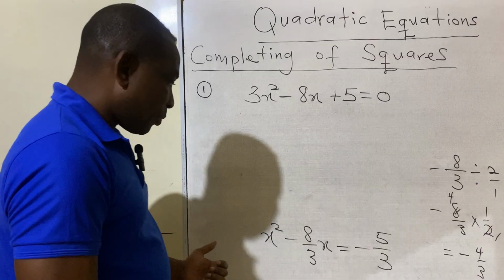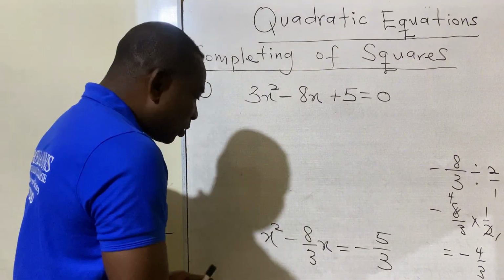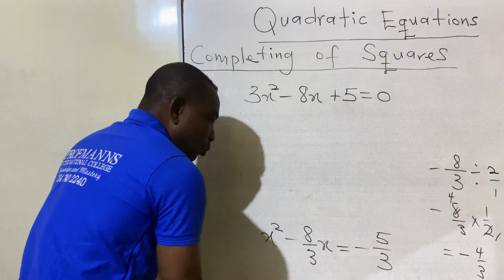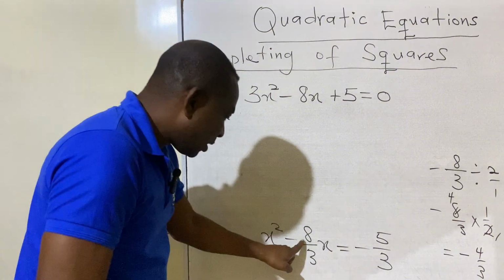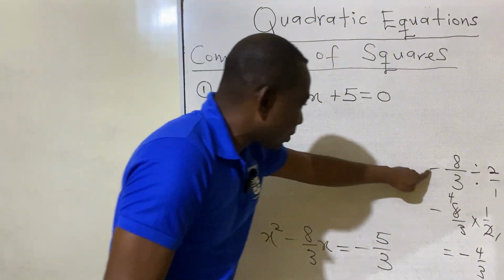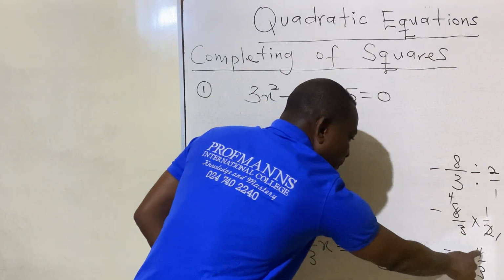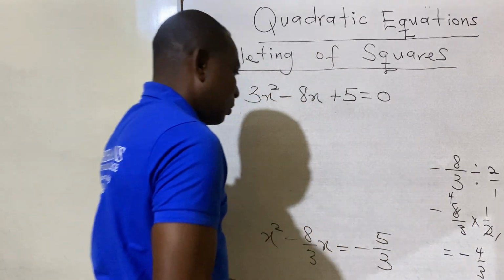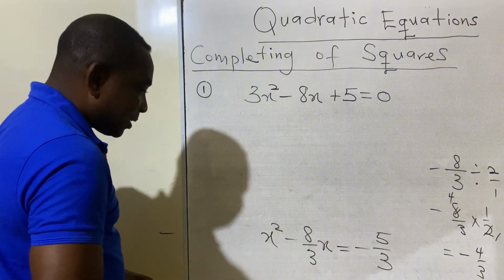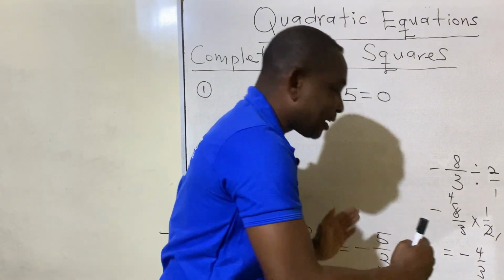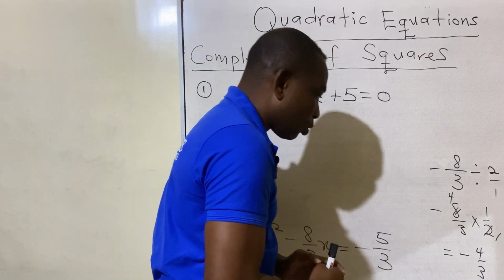The third step is that you divide the x coefficient by 2. So how do we divide this by 2? When we divide this by 2, it gives us negative 4 over 3. After that, you square this value and add to both sides of the equal to sign.